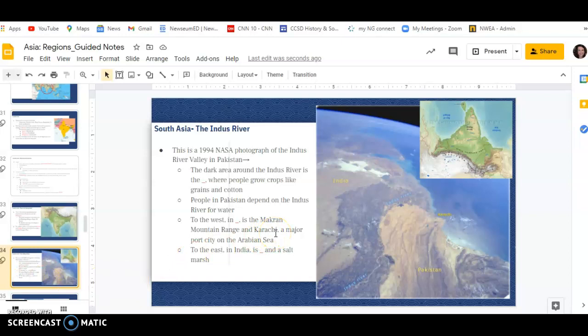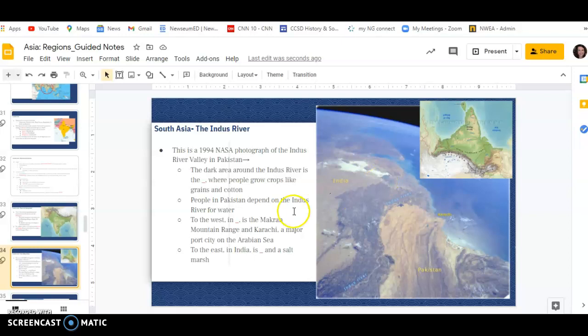This is an interesting satellite image of the Indus River. So what I did is I also copied this map from the previous slide and flipped it around so you know which way we're actually looking at the Indus River here, from the north looking south, which is different than how we normally view maps. So I flipped our map there so we would have that perspective. This is a 1994 NASA photograph of the Indus River Valley in Pakistan.